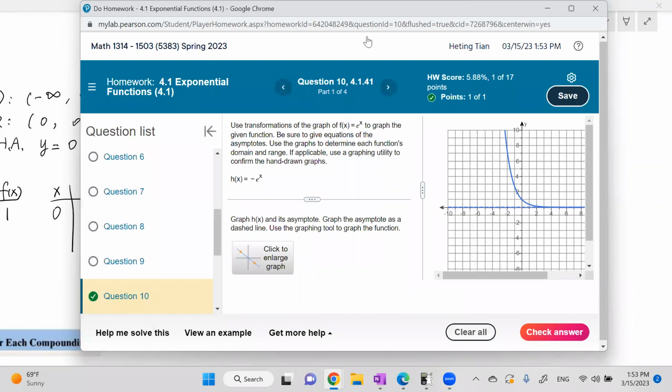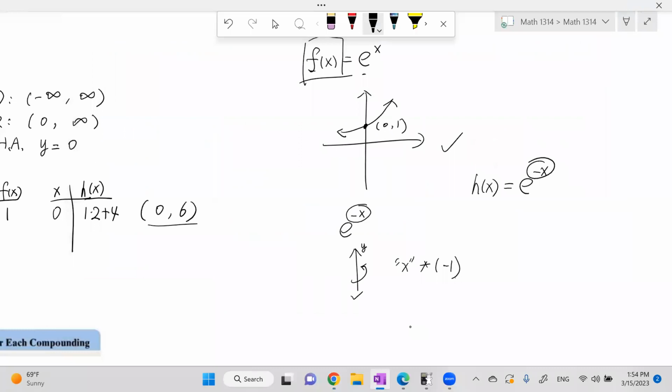Where is my, oh, I see. This one is a different one, because I was thinking h of x equals e to the negative x. It's not e to the negative x, it's negative e to the x. Oh, they change the question all the time. So let's erase this because the new h of x changed. That's negative e to the x. If you have e to the negative x, you can draw like that, but they changed the question. All right, negative e to the x.